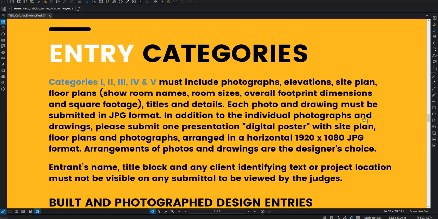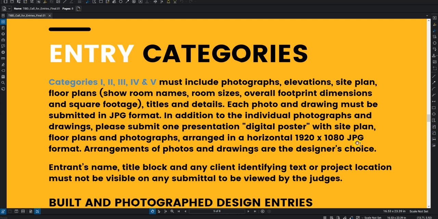In addition to the individual photographs and drawings, please submit one presentation digital poster that includes the site plan, floor plans, and photographs. In years past, in our design competitions, we all had to do a presentation board. It used to be vertical format, and instead of doing a print poster, we can do it digitally. And since we're going to be viewing it on a computer screen at the convention, it is easier to do a horizontal format instead of a vertical. So I'm requesting that you format your poster at this resolution, 1920 pixels by 1080 pixels in a JPEG format.